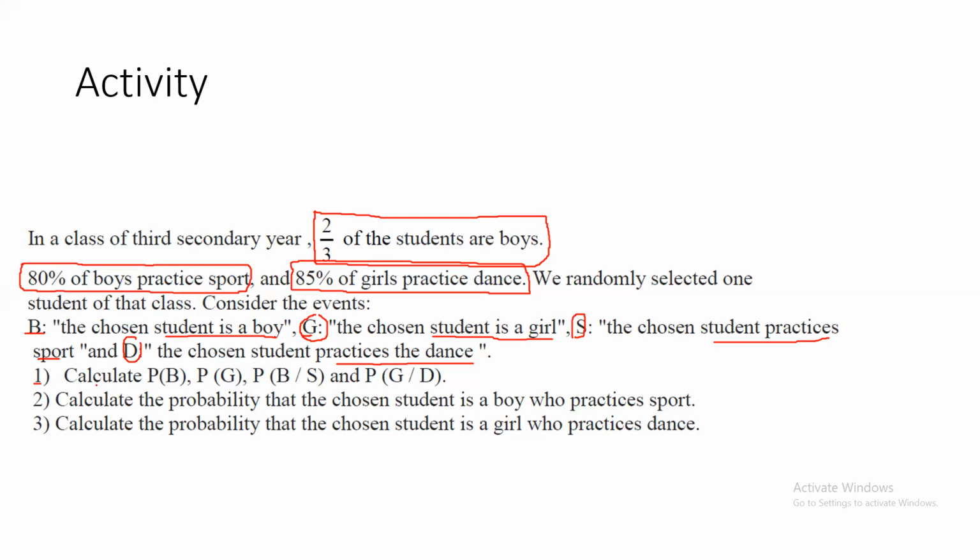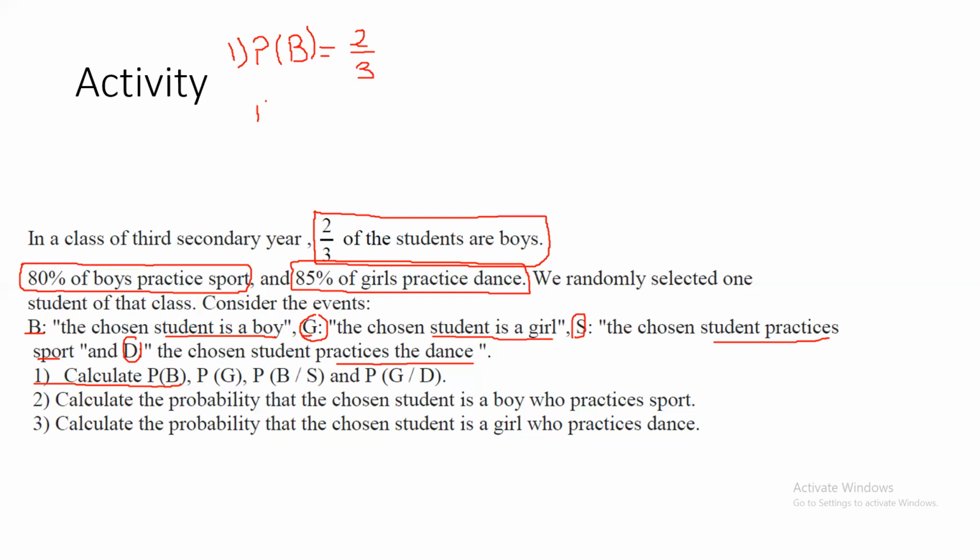Part 1. Calculate the probability of B. What's the probability of B, George? What is the probability for the student to be a boy? Suzanne, what's the 2/3? From where do we get 2/3? From 80. Given in the school, 2/3 of the students are boys. The probability of boy is 2/3.